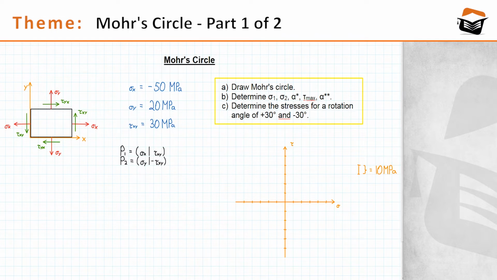Okay, to draw Mohr circle, you first need your three stress values, sigma x, sigma y, and tau xy. Sigma x is minus 50 megapascal, sigma y 20 megapascal, and tau is equal to 30 megapascal. The underlying directions of the stresses that are assumed mathematically are drawn here. So if the stress values are positive, the actual directions point in the same directions as the arrows here. And if some of the stress values are negative, such as sigma x, the actual direction of sigma x points towards the body on both sides.